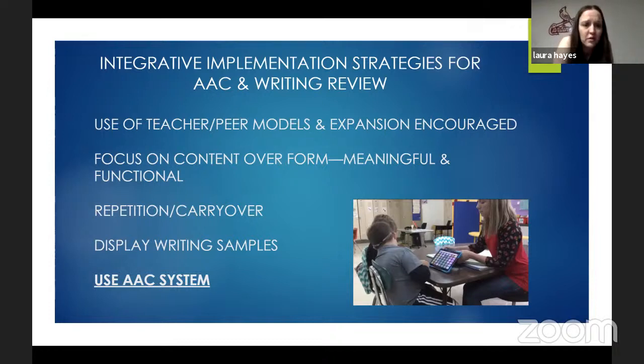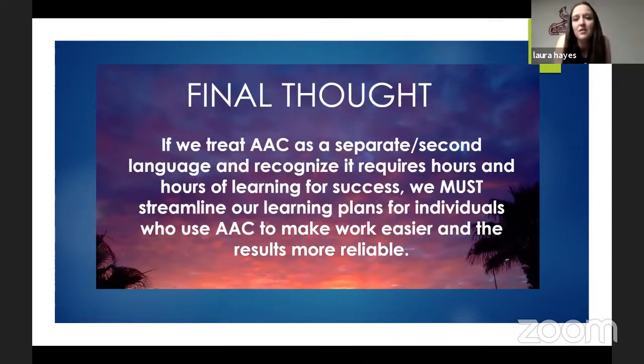So here's the review. Repetition, carry over, streamline your resources, use the AAC device as much as possible. Use those templates, create your own templates, give that structure in the device. Because if we think about AAC as a separate language, we have to recognize it takes hours. In the ASHA Leader, they had an article that talked about how when we give students that have English as a second language immersion, hours and hours and hours are required. We have to think of AAC in the same regard. So we have to streamline our learning plans so that the work is easier and the results are more reliable.